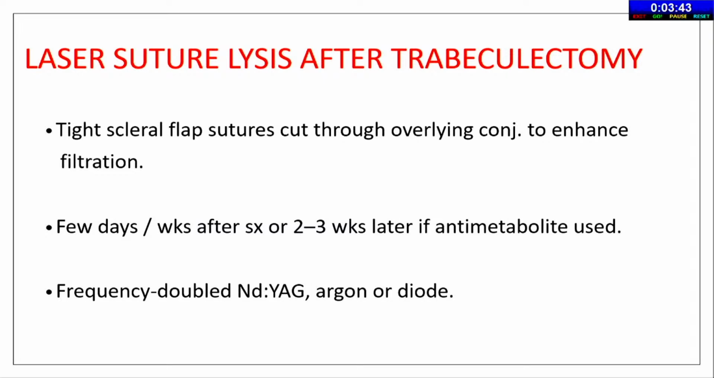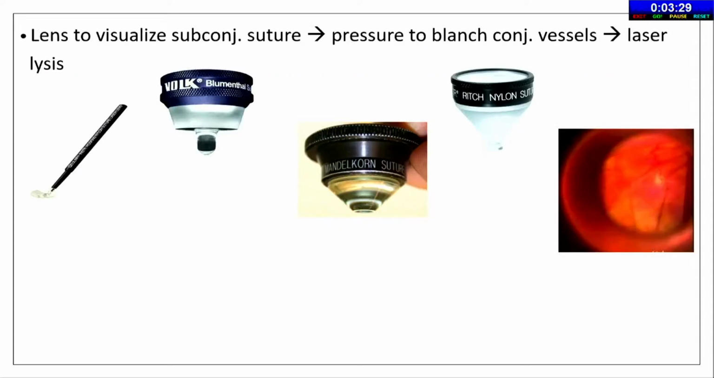So this you can do via laser, either a few days or few weeks after, or if you have used an antimetabolite, which is very common nowadays, 2 to 3 weeks later. And the lasers could be again a frequency doubled Nd:YAG, argon, or diode. So what is done here, any of the lenses are used. This is the Hoskin lens, blue menthol lens, Mandelkern lens, or Rich lens for nylon suture removal.